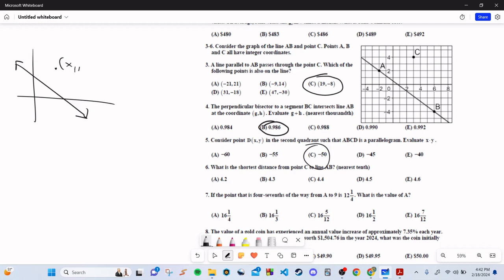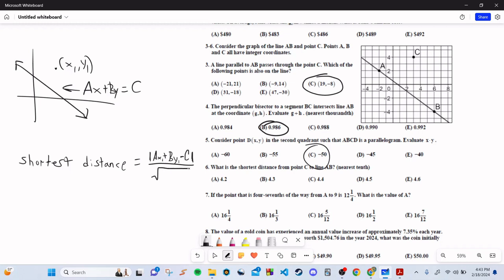So if this point is x1 comma y1, and if the line equation is expressed as ax plus by equals c, so in standard form, then the shortest distance is going to be the absolute value of ax1 plus by1 minus c, over the square root of a squared plus b squared.